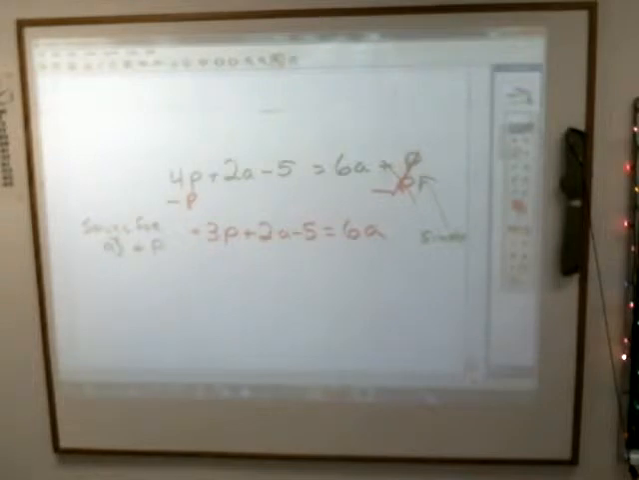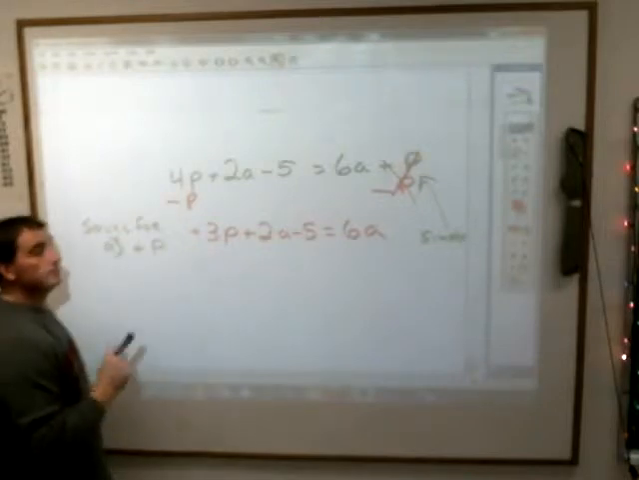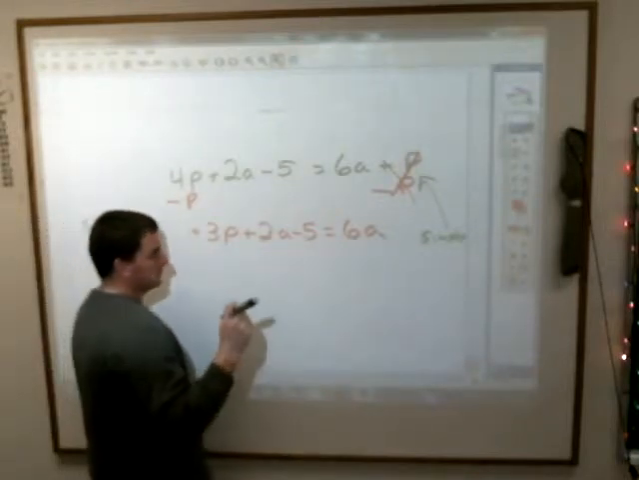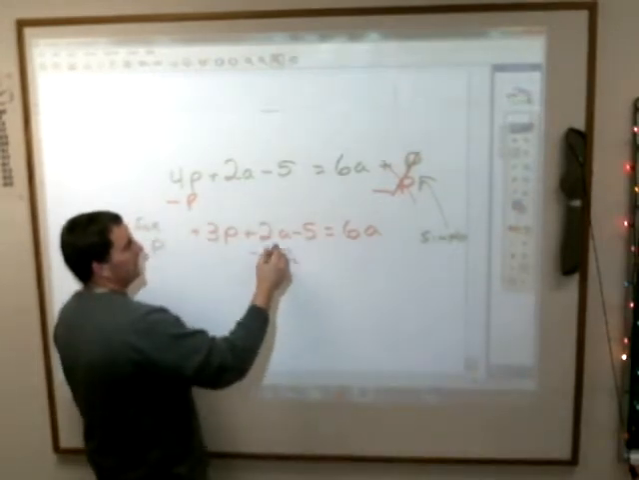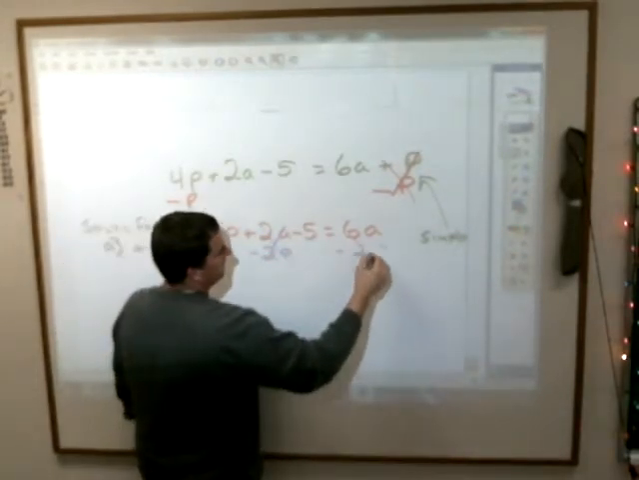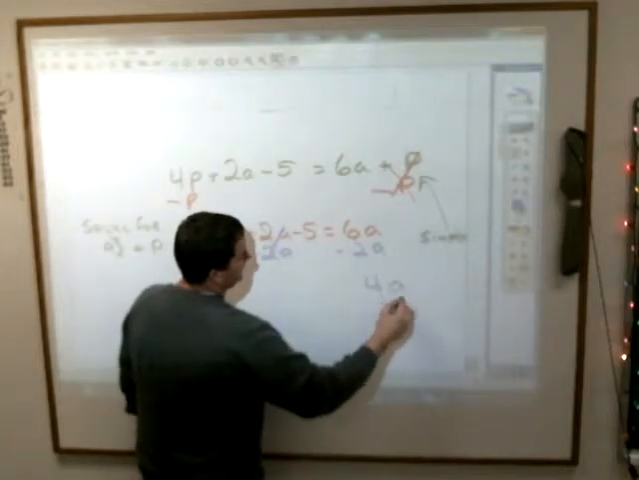Suggestions on the second step, Jackson? Subtract the 2A. Well done, because I want all my A's on one side, so I subtract my 2A, subtract my 2A, they are like terms, so you can do that.